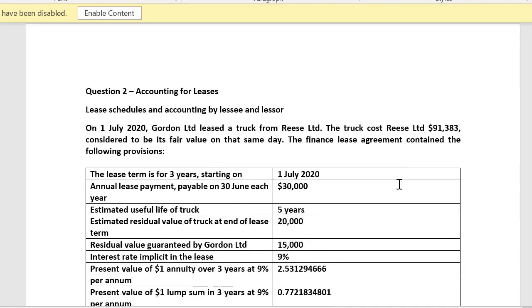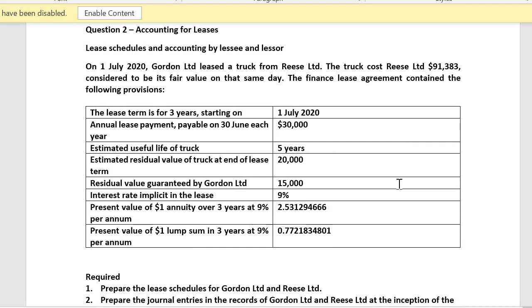All right, guys. So question number two is on leases. You will be given a scenario like this where a lessee leases an asset from the lessor. Now, a few things to remember. You need to identify who's the lessee and who's the lessor. The party which leases the asset is the lessee, in this case Gordon Limited, and the party which the asset is leased from is the lessor. In this question, it's Reese Limited.